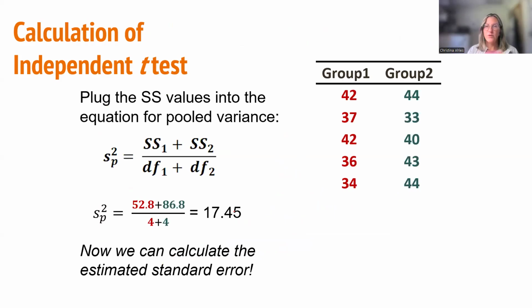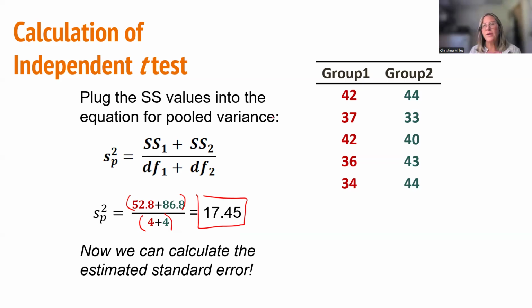So now that we've met homogeneity of variance, we can continue with our pooled variance. We use those sums of squares, as you can see, 52.8 plus 86.8 in the numerator, and then divide by the sum of the degrees of freedom. Again, this is where I would put parentheses so that your order of operations in your calculator is effective. So our pooled variance is 17.45. That's the pooled variance.